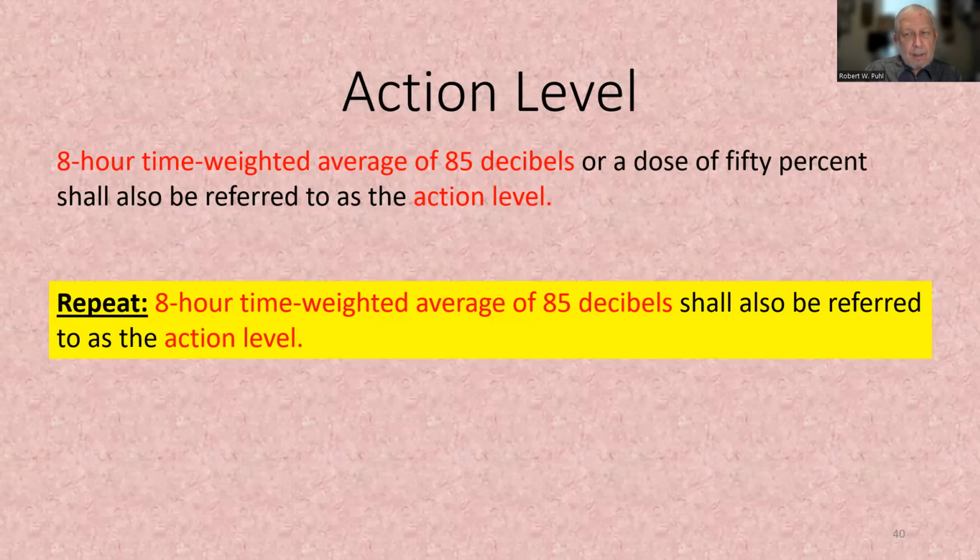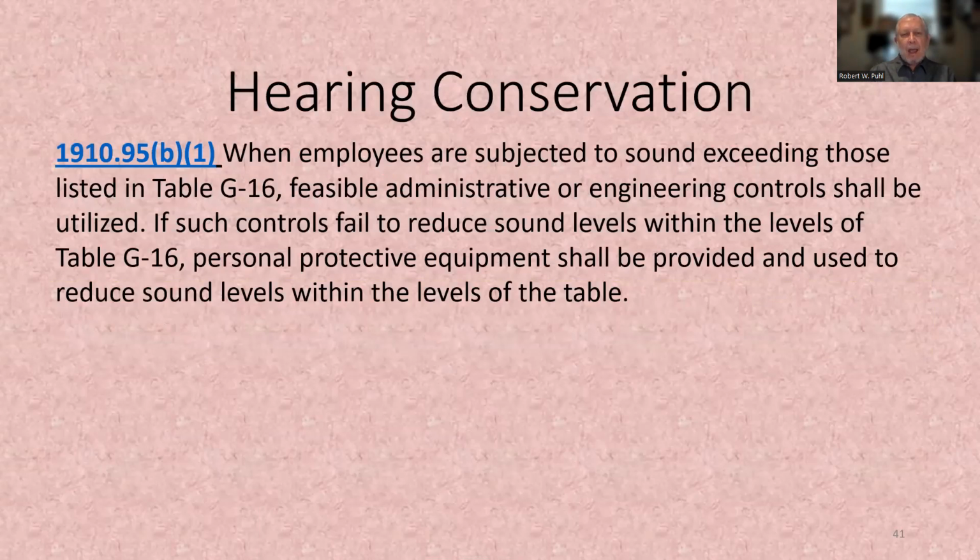Repeat. Maybe you think I want you to know this. The 8-hour time weighted average of 85 decibels shall also be referred to as the action level. That might be on a test. Just saying. Okay, now B1.